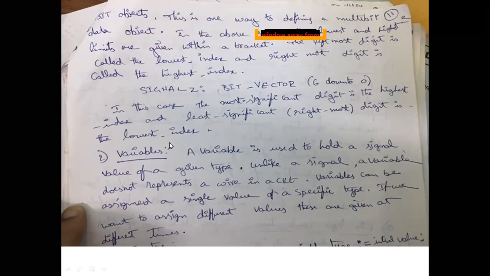So the next type is variables. So this is about the signals. The next way is variables. So what is a variable? A variable is used to hold a signal value of a given type. Unlike a signal, a variable does not represent a wire.